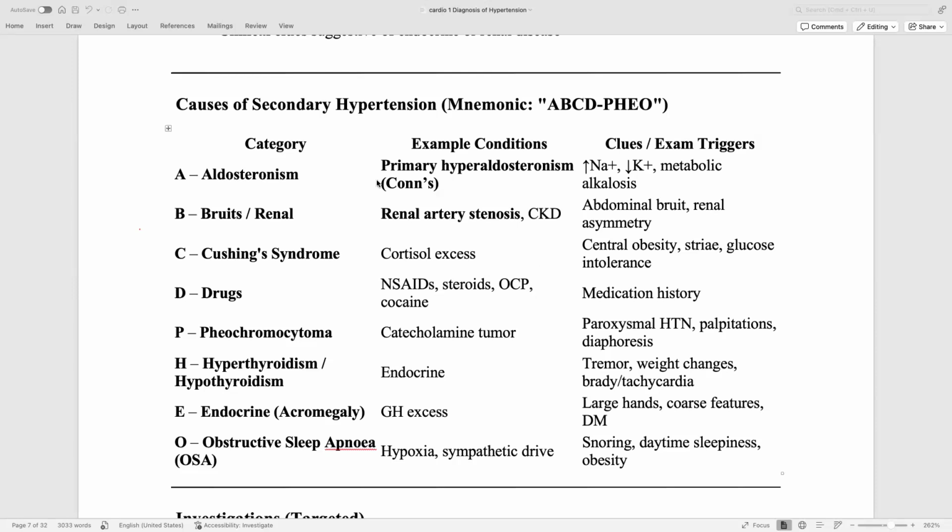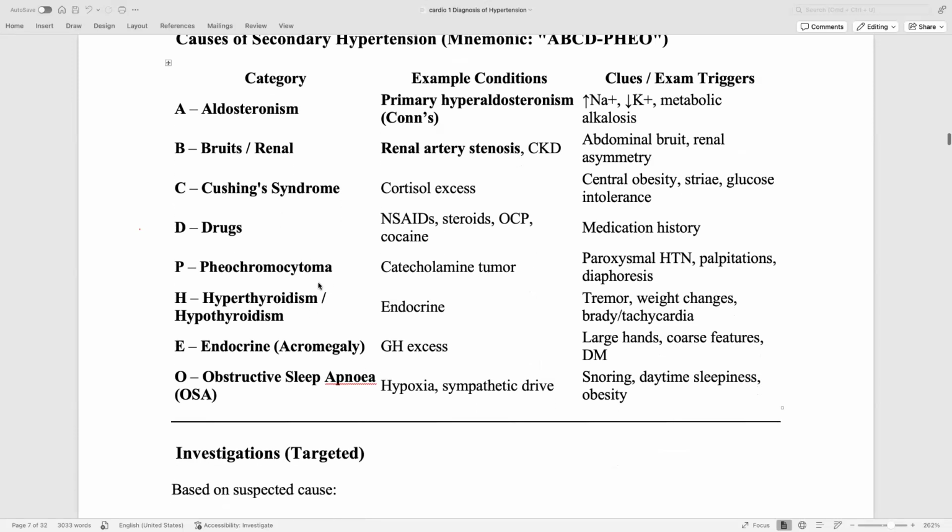Okay. In hyperaldosteronism, there is electrolyte imbalance because it is mineralocorticoid. In Cushing, there is high cortisol, increased obesity, striae, glucose intolerance. In pheochromocytoma, again, the same musiba is from the adrenal, like from adrenal medulla.